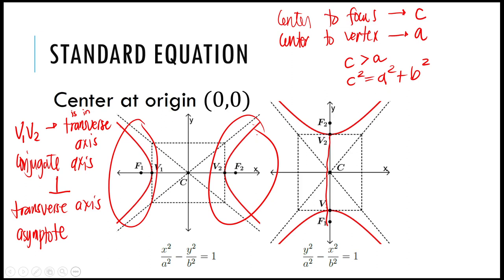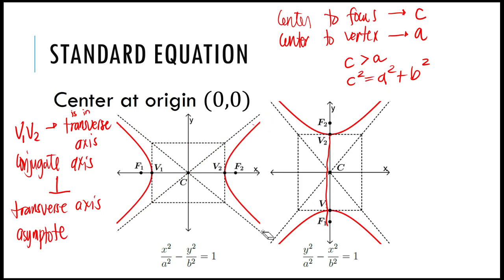Kasi para siyang dalawang parabola na nagkatapat, diba? Mirror sila. Yung hangganan nila is itong asymptote. Kahit anong lapit ng hyperbola dyan, hindi niya marireach yung asymptote na yan. Asymptotes, kasi dalawa. Okay.